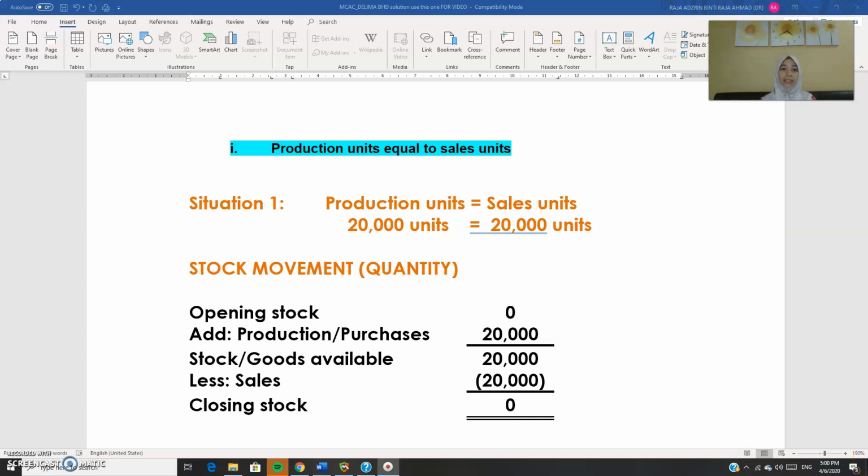Okay, now still under scenario 1, that is production units equals to sales unit. Here, still you have the production 20,000 units and the sales unit is still 20,000 units. Stock movement is the same as before. That is, your opening stock is 0, your production is 20,000 and you sell all the 20,000 units. So you are left with 0 closing stock.